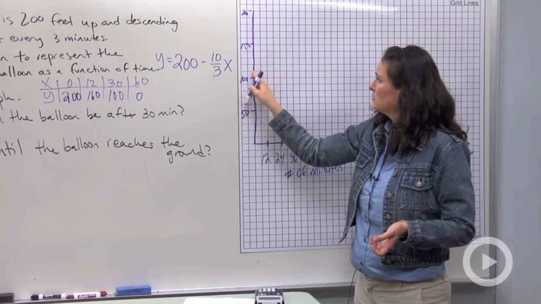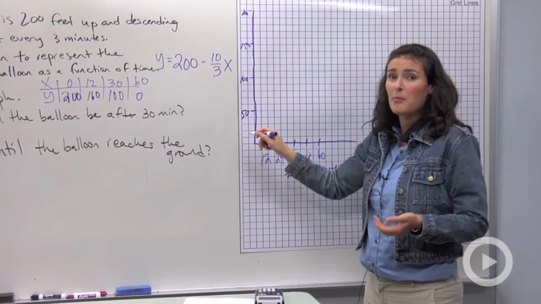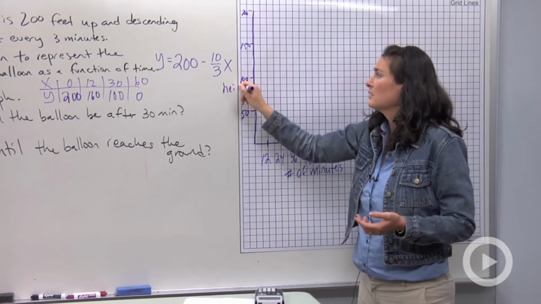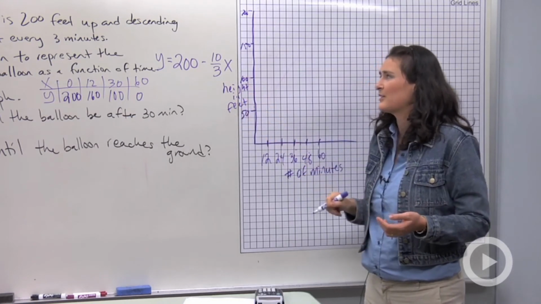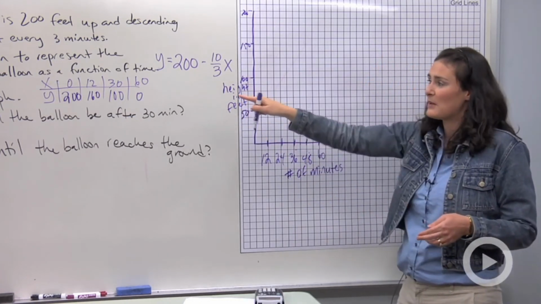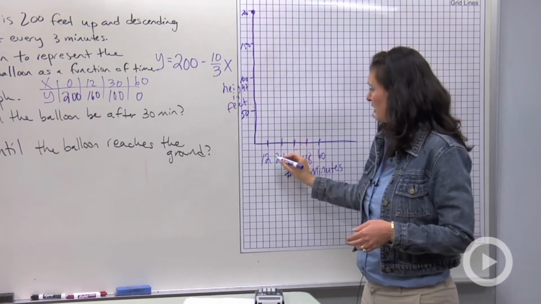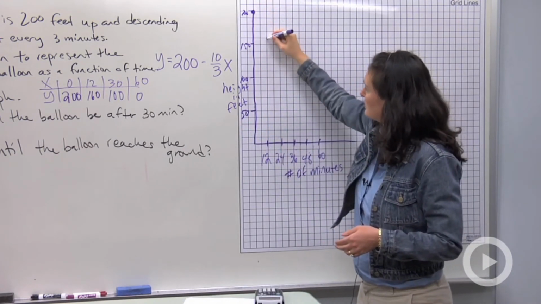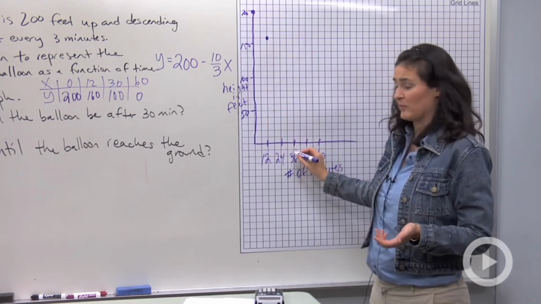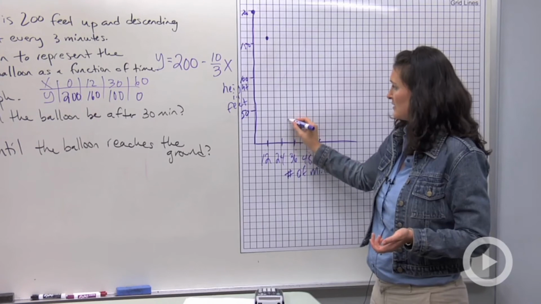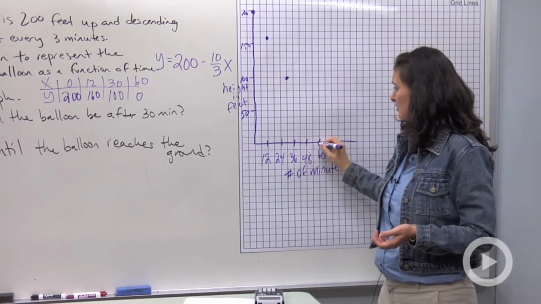1, 2, 3, 4, 1, 2, 3. Okay, good. And this represents my height of the balloon in feet. Height in feet. Whoops, kind of ran out of space there. Okay, next thing I'm going to do is get my dots on the grid. 0 to 100, 12, 160, 30, 100. 30 is not on here, so I'm going to have to remember that each box is 6. 30 goes to 100, and then 60 is 0.